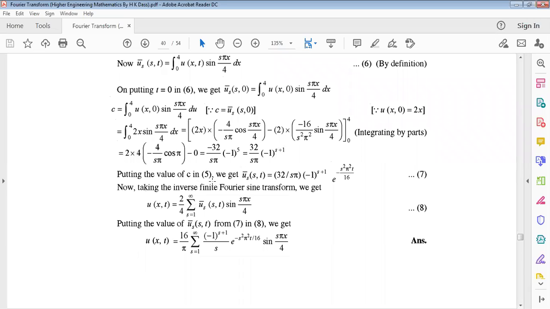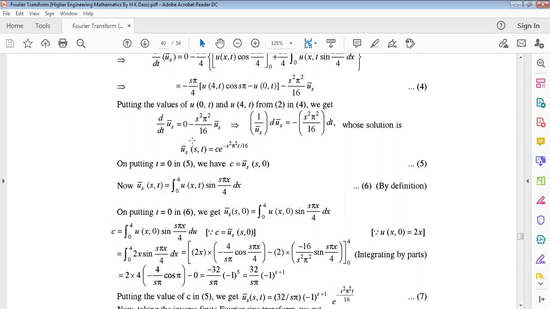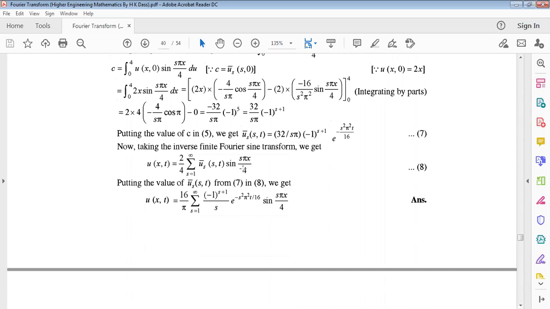Now putting the value of c in equation 5, this is the equation 5, we get u, the Fourier sine transform of s,t equals this one. Just putting the value of c gives equation 7. Now taking the inverse Fourier transform, like the previous example.